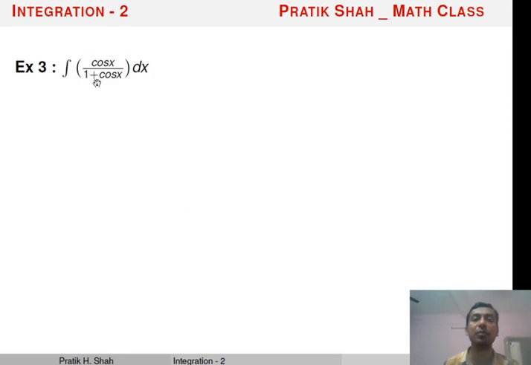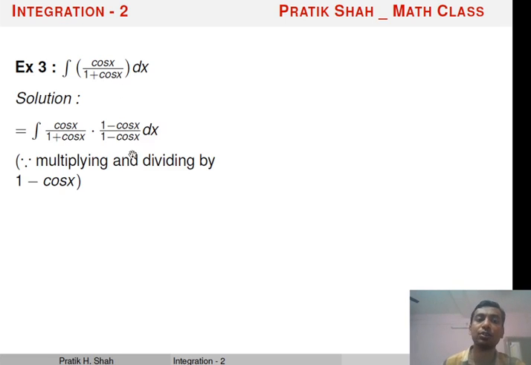So this is example number 3, integration of cos x upon 1 plus cos x dx. You can see that the denominator is 1 plus cos x, so our first step will be to multiply and divide by its conjugate. Multiplying and dividing by 1 minus cos x, we get cos x upon 1 plus cos x, into 1 minus cos x upon 1 minus cos x. In the numerator, this cos x will be multiplied with both terms. In the denominator, we'll use x plus y into x minus y is equal to x square minus y square.